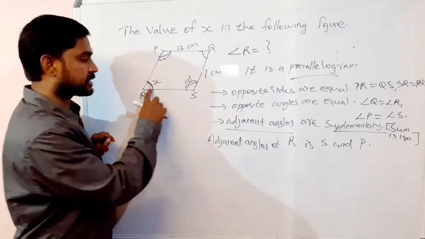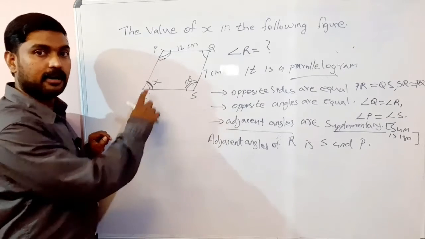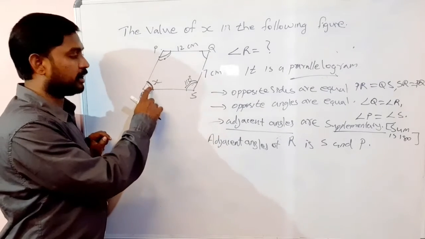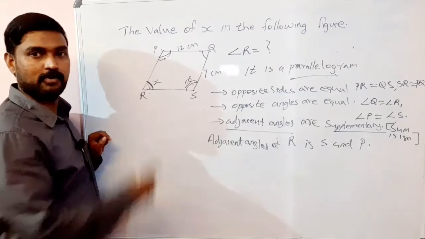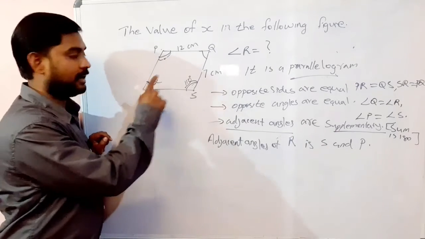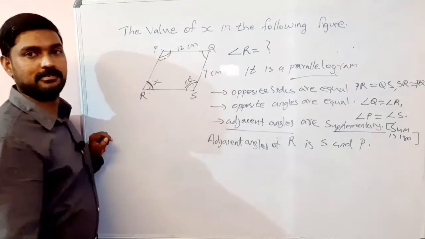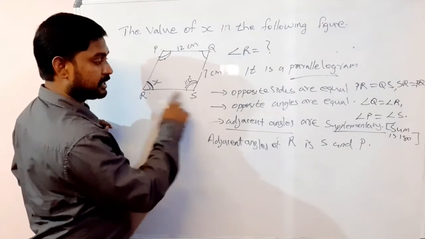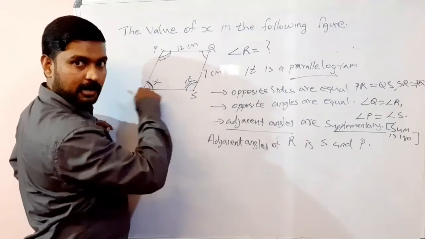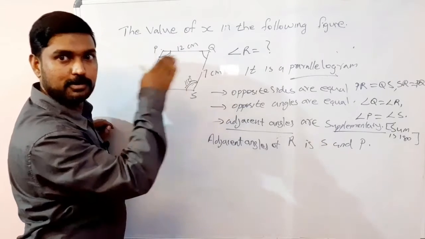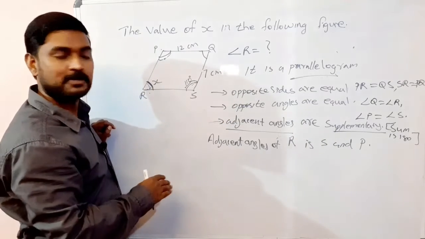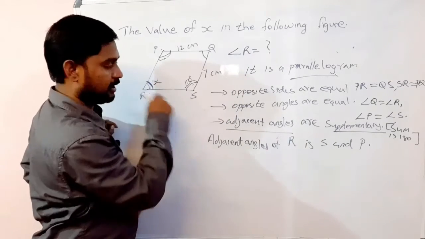Why are we selecting X and S? Because they are nearest, and one is to find and one is given. X is to find, and this is given. These two are adjacent, nearest. In a parallelogram, because of the parallelogram, all these points we are discussing. So this is a parallelogram.